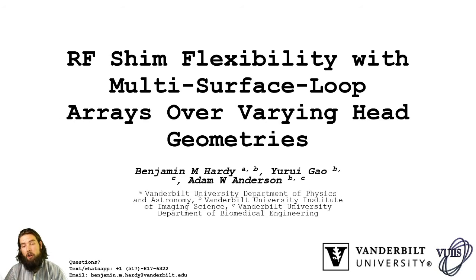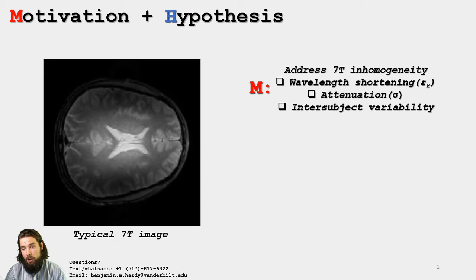I'm here to talk to you about RF shim flexibility with multiple surface loop arrays over various head geometries. If at any point during this talk you have any questions, feel free to pause the video, send me a text or an email. The motivation for this talk is to address 7T inhomogeneity.